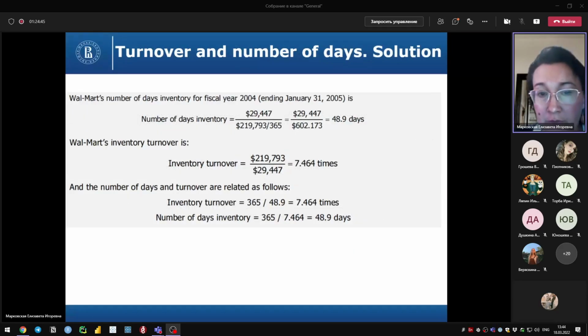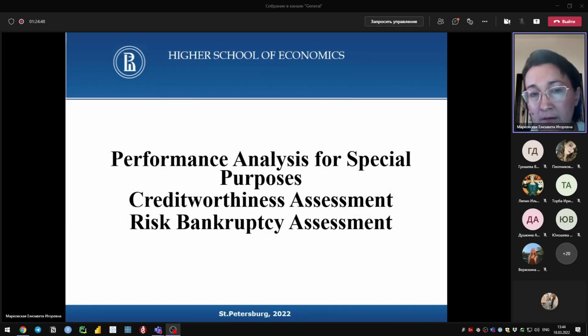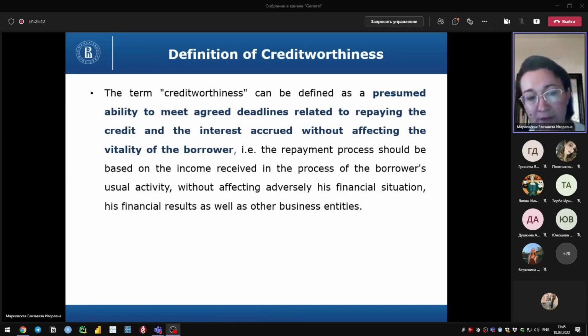So the ratio analysis is the core part of the creditworthiness and bankruptcy risk analysis. And your home task of the fourth module will be connected with the creditworthiness or bankruptcy risk analysis. So the core part of the creditworthiness and bankruptcy risk analysis of your home task will be connected with the ratio analysis. So the main purpose of our lecture is very clear for you, I hope.